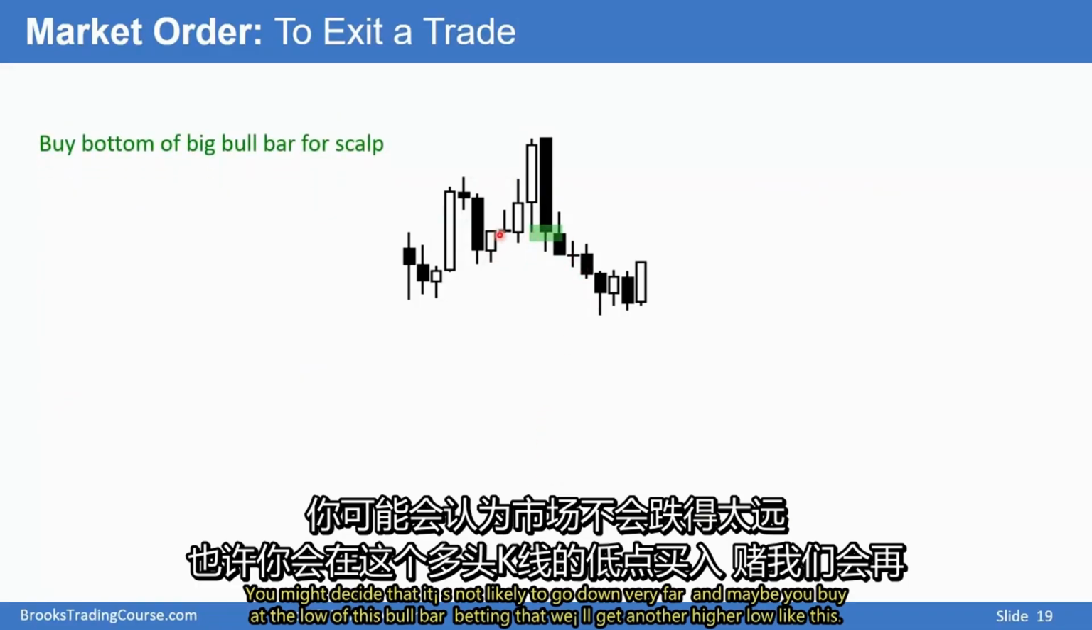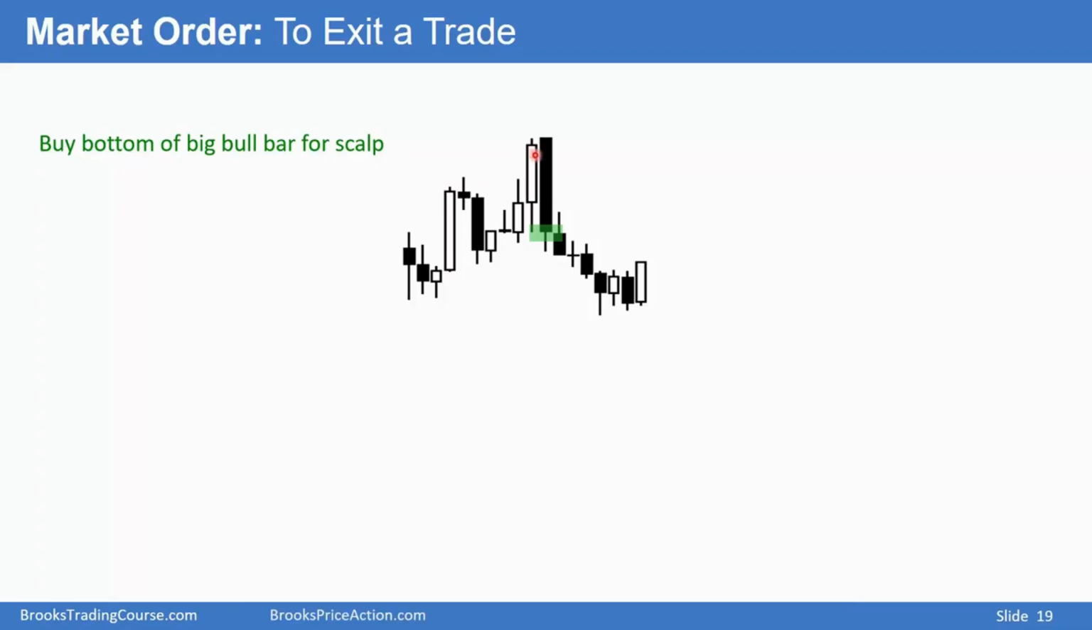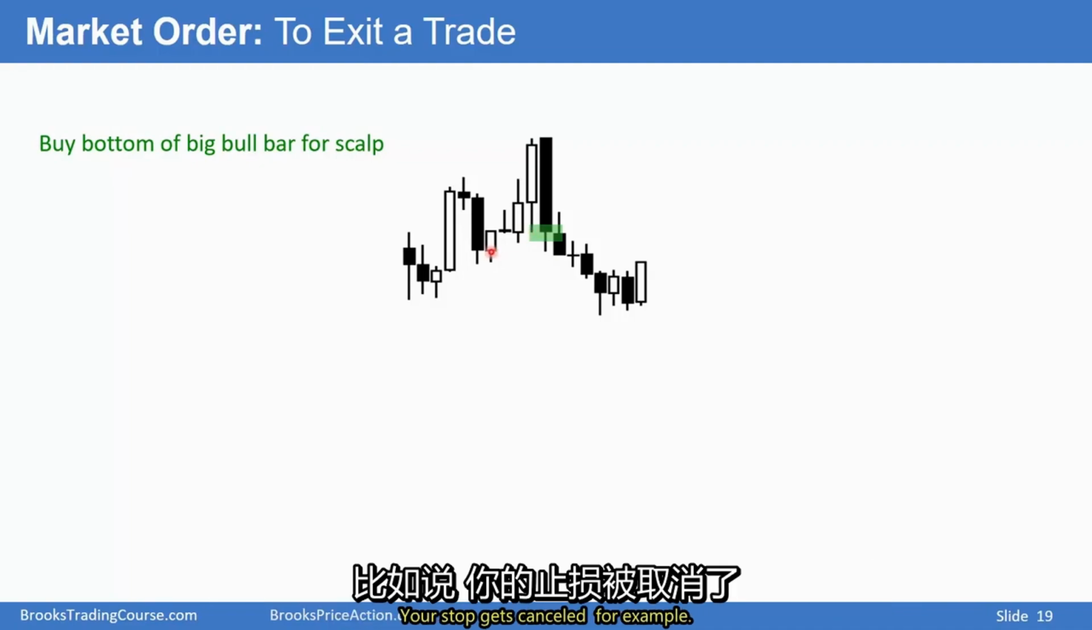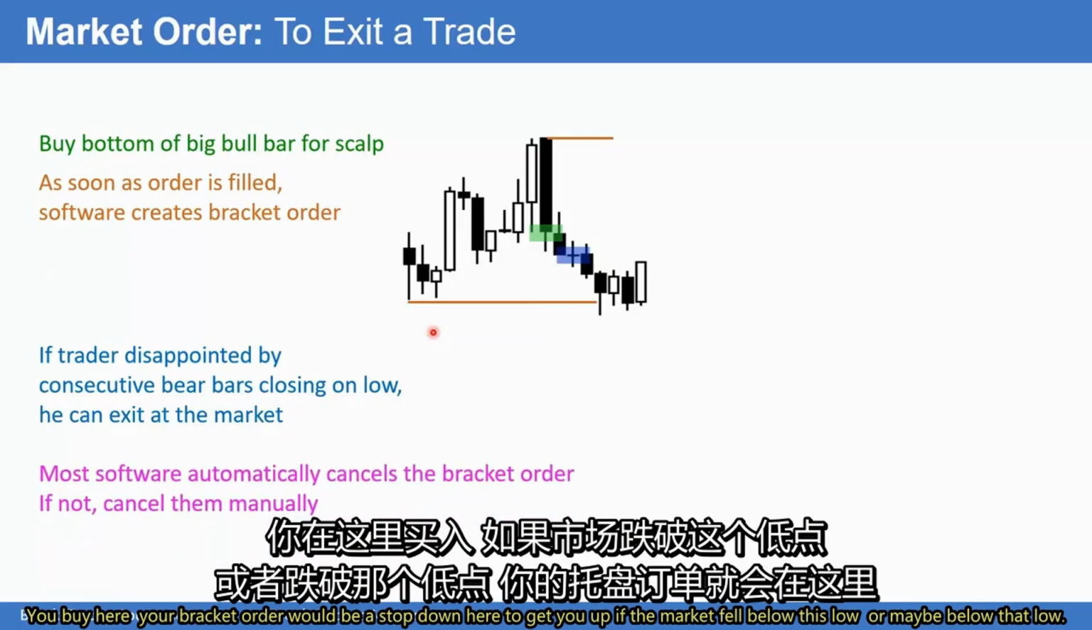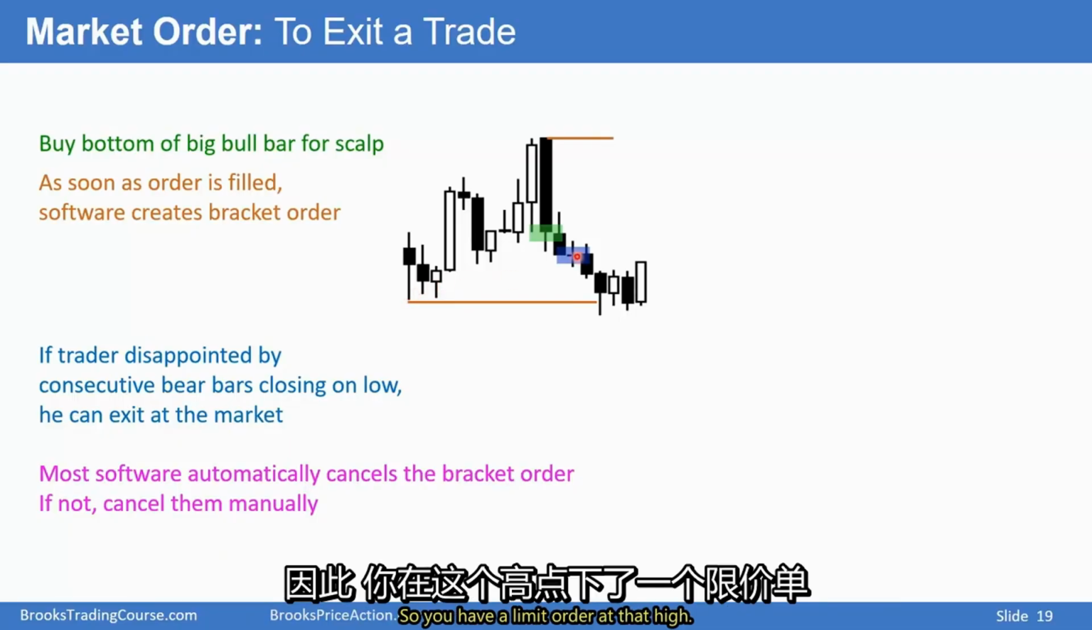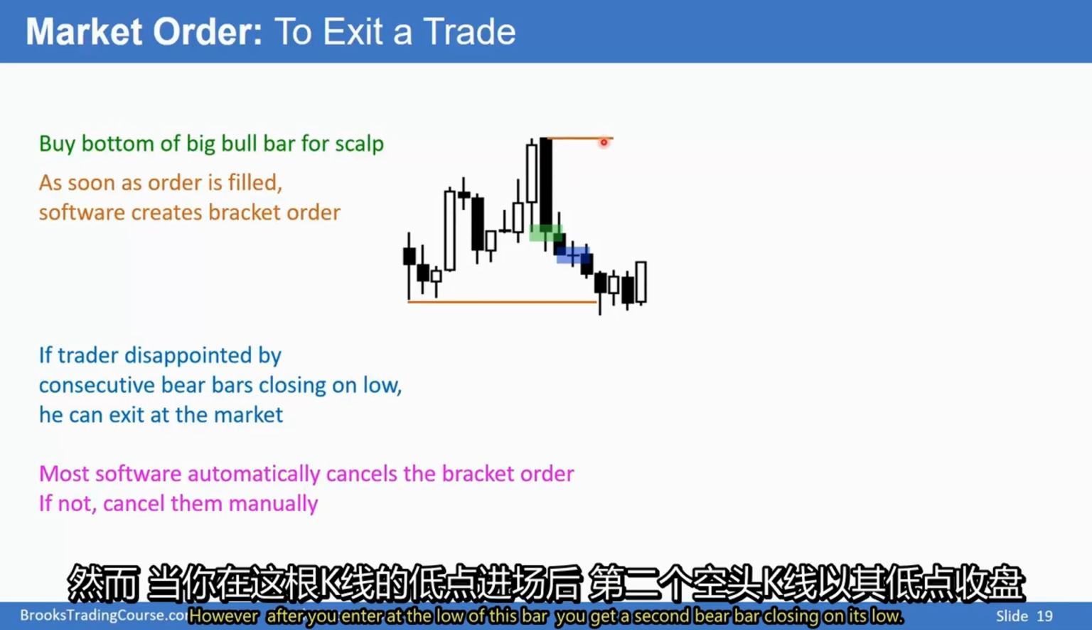We have a trend going up here, and the market falls below a bull bar. You might decide that it's not likely to go down very far, and maybe you buy at the low of this bull bar, betting that we'll get another higher low like this. For example, you buy here, your bracket order would be a stop down here to get you out if the market fell below this low, or maybe below that low. And maybe you're hoping for a test of this high, so you have a limit order at that high.